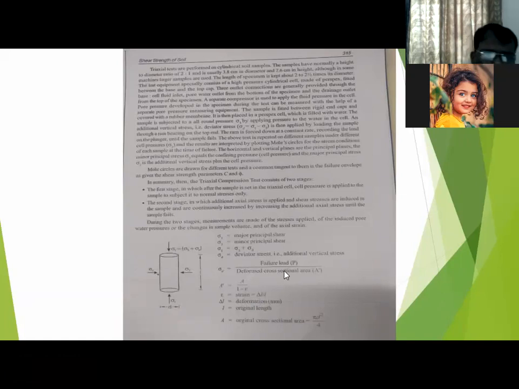Once again I will tell you, this sample is सिलिंड्रिकल टाइप का रहता, इसका डायमीटर रहता 3.8 सेंटीमीटर, इसका हाइट रहता 7.6 सेंटीमीटर. हियर ये जो सिग्मा 3 है, दिस इज द पोर प्रेशर और कन्फाइनिंग प्रेशर, और दिस इज वाटर प्रेशर सिग्मा 3. एडिशनल प्रेशर एक्स्ट्रा आप ऐड करते वर्टिकल स्ट्रेस से, दैट इज डिविएटर स्ट्रेस सिग्मा डी.